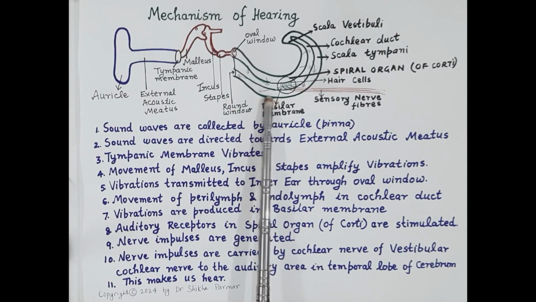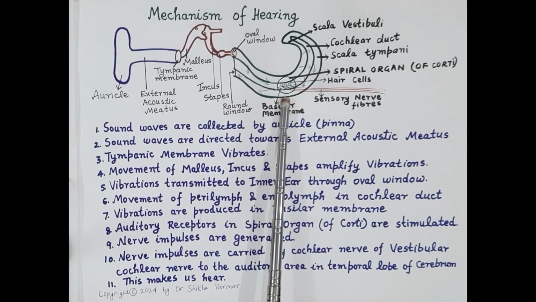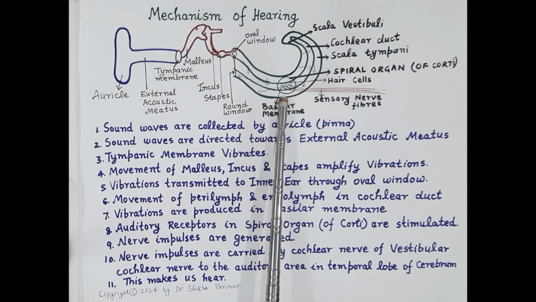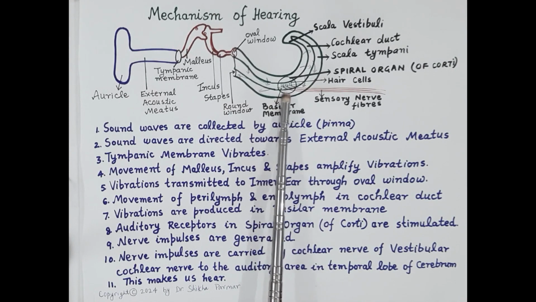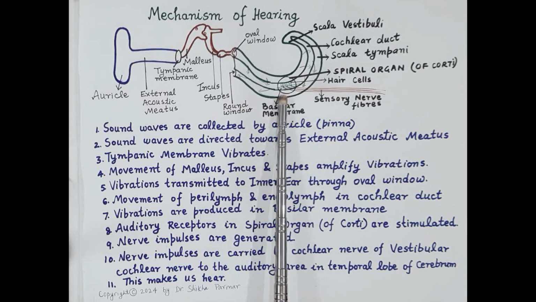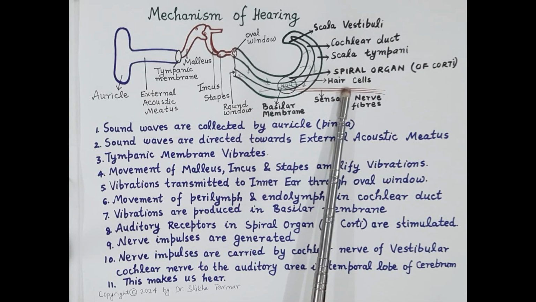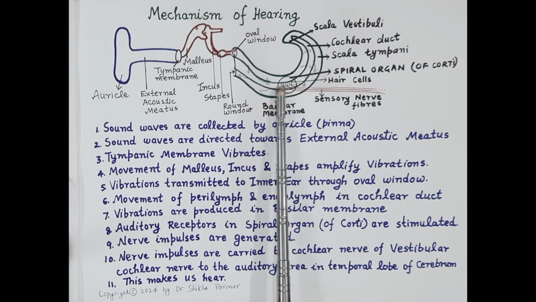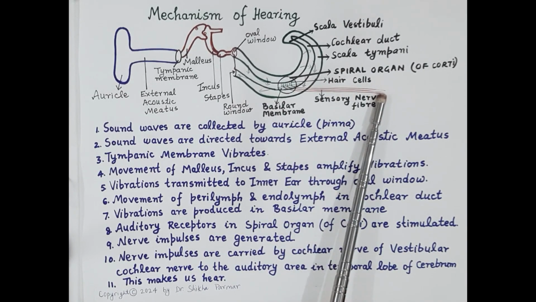Now, as discussed earlier, this cochlea consists of the basilar cells. On the basilar cells are present the hair cells, and together this is the organ of hearing known as the spiral organ of Corti. As discussed, these hair cells possess auditory receptors, and auditory receptors are the sensory nerve fibers that form the cochlear nerve, and the cochlear nerve carries the nerve impulses from the cochlea to the brain where the sound is perceived.